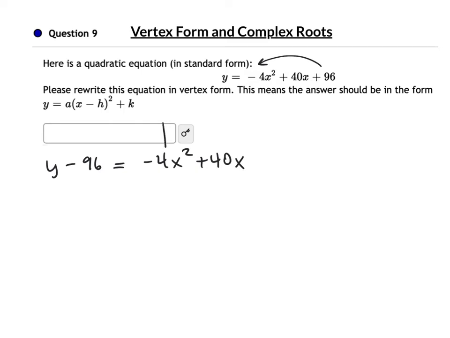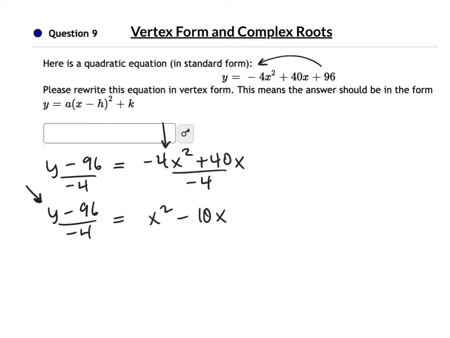Make sure the coefficient of the squared term is 1. So I'll divide both sides by negative 4. Y minus 96 over negative 4. Notice I'm not doing anything to this because I'm just going to move it all back over when I'm done. This will be x squared minus 10x. We're ready to complete the square. We'll take half of negative 10, that's negative 5, and square it. That's positive 25. We'll add 25 to the right side and 25 to the left side.